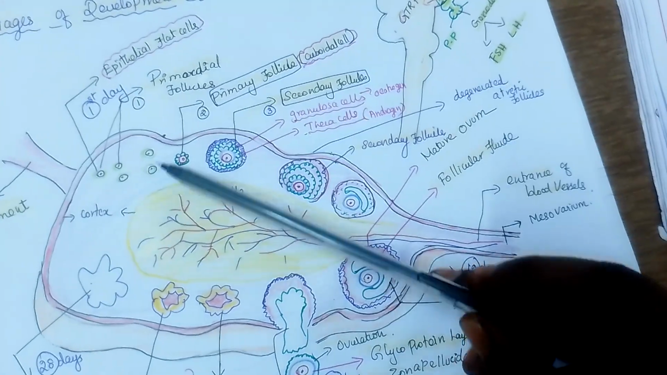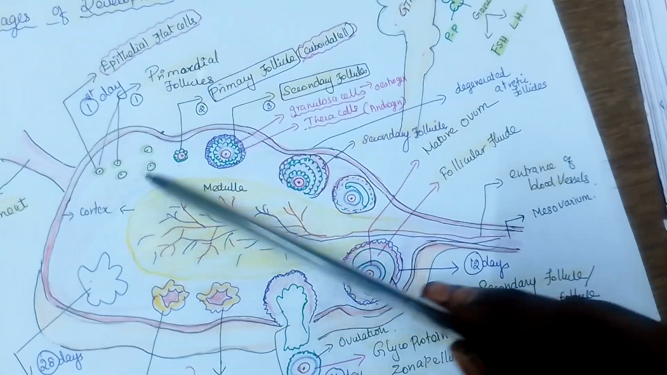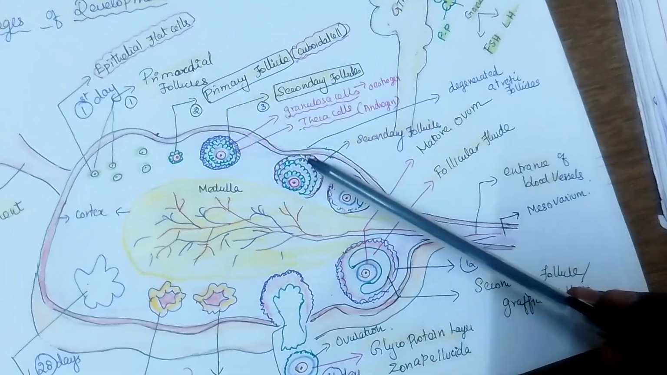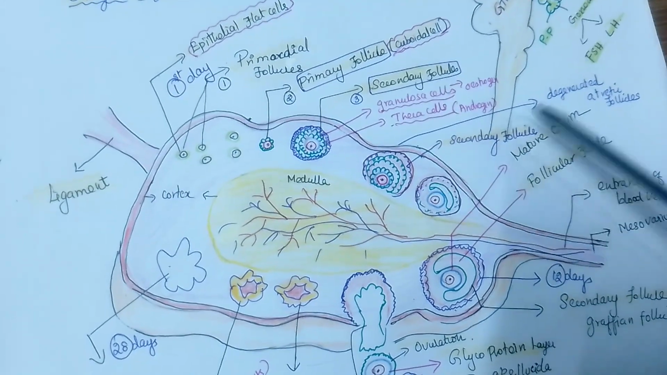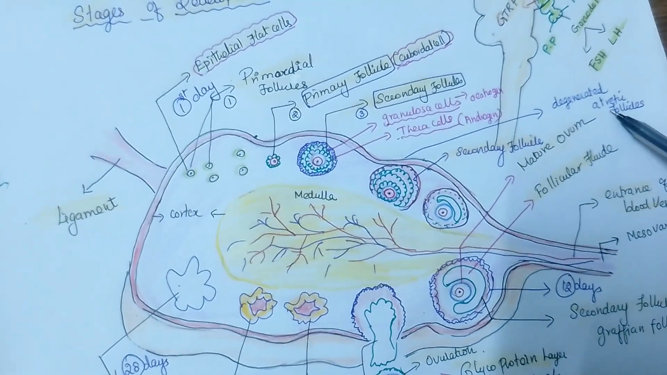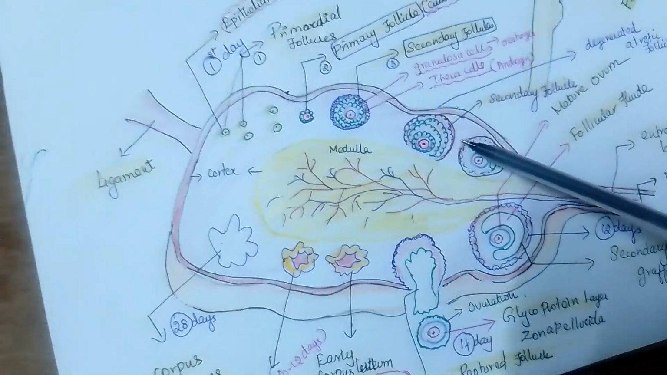As I told you in the beginning, thousands and thousands of follicles are present, but once they start growing, only the healthy follicles will grow. If not, what will happen? They become degenerative atretic follicles. So only the healthy follicles get developed.